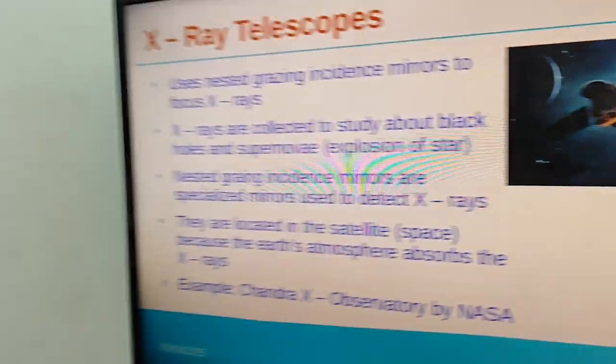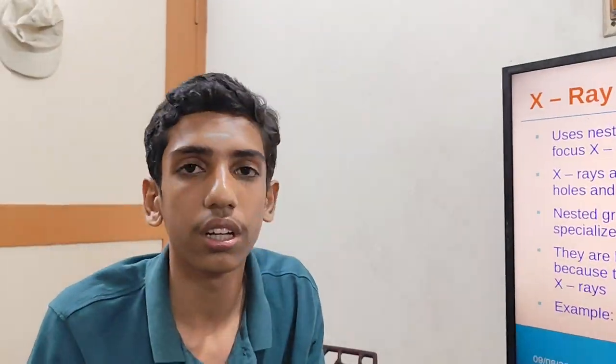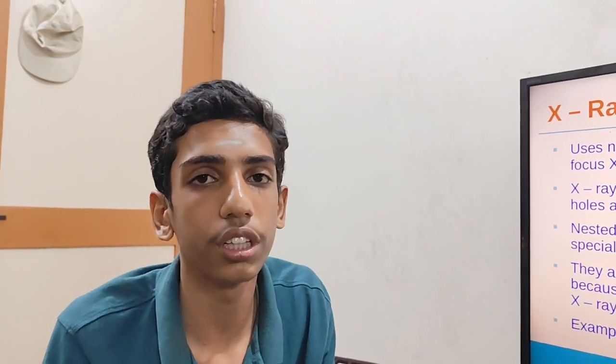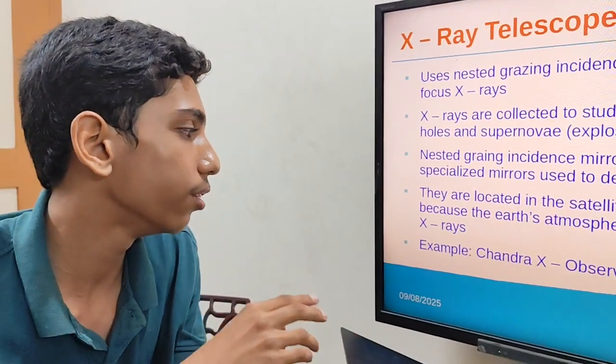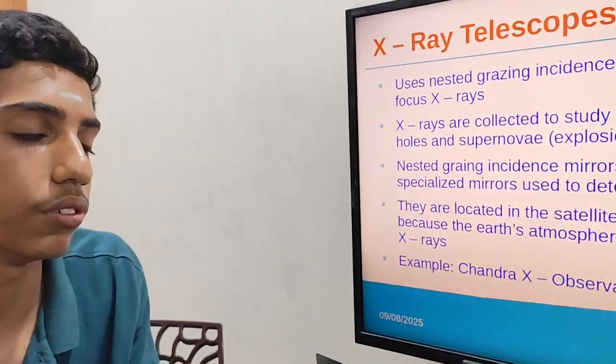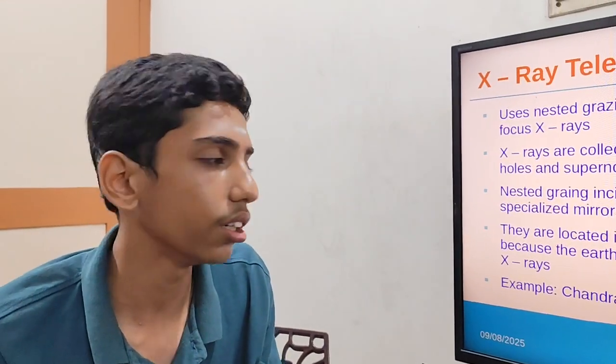They are located in space. We can't do it on the ground because X-rays are very sensitive to our atmosphere. An example is the Chandra X-ray Observatory, which is run by NASA, and it is in space.